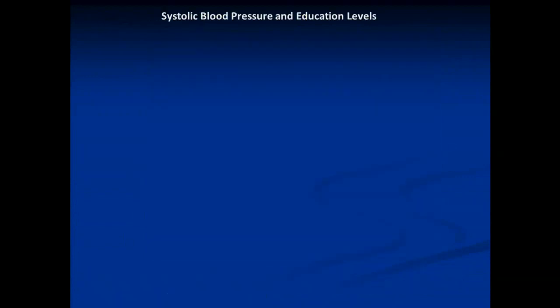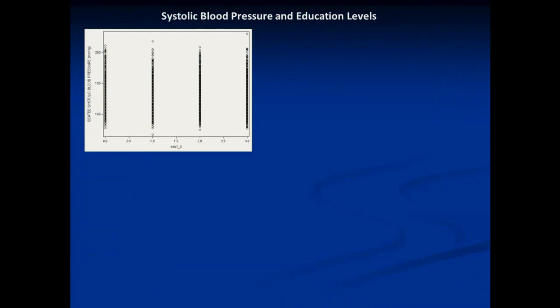Okay, so let's look at a number of different graphs that look at the same relationship. In this case, this is systolic blood pressure by education levels. This is the first graph. This is a scatter plot. I have education levels here. Education levels are actually 4 levels, and that's why you see the lines. So it's level 0, 1, 2, and 3. And this is systolic blood pressure. What do you guys think of this graph?